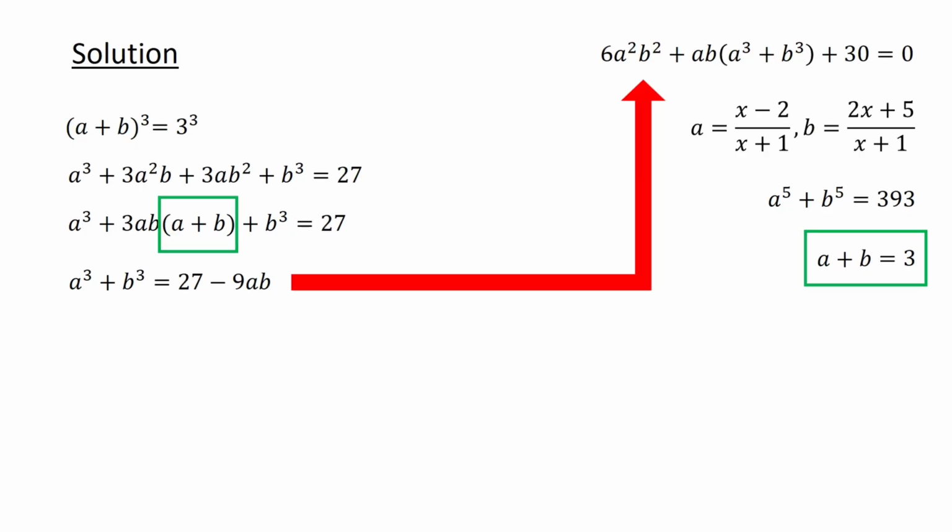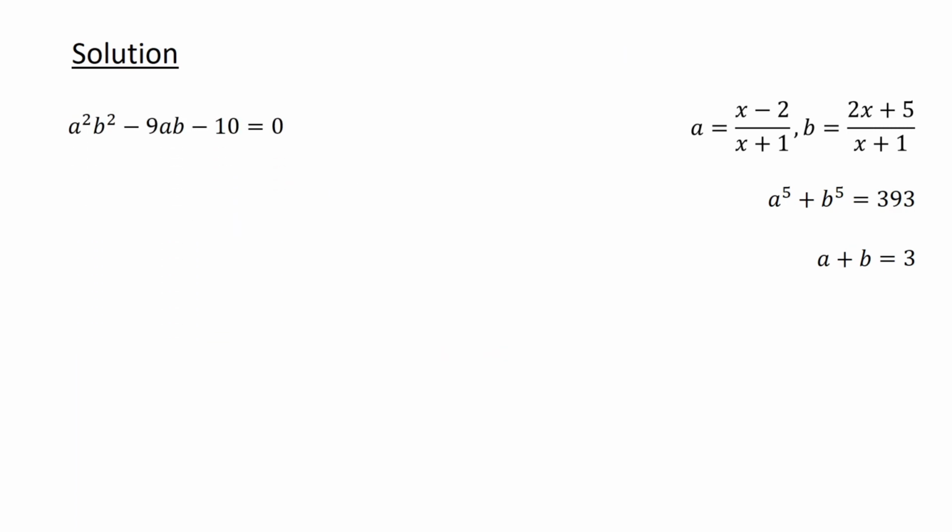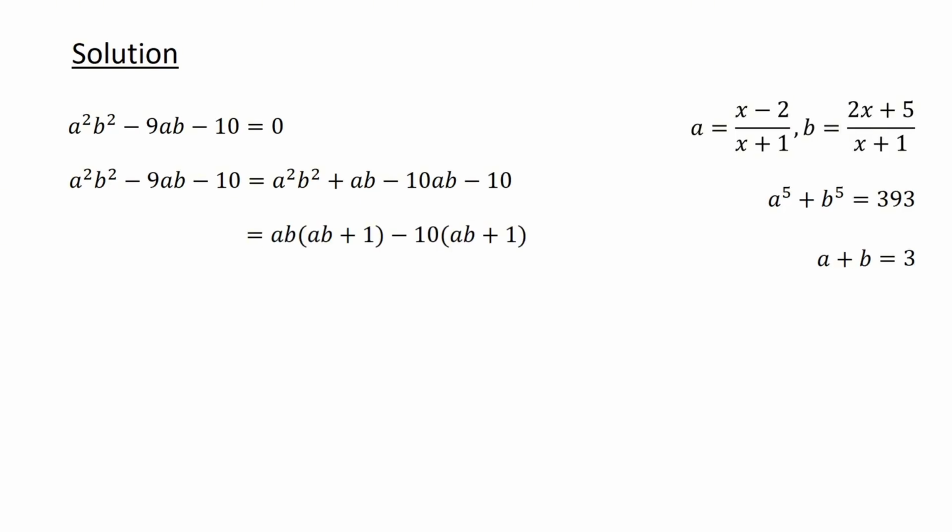Substituting our expression for a cubed plus b cubed into the previous equation, and then combining like terms, and lastly dividing by minus 3, gives us a squared b squared minus 9ab minus 10 equals 0. Let's solve this equation by factorization. Writing minus 9ab as ab minus 10ab, we obtain ab times (ab + 1) minus 10 times (ab + 1). Since ab plus 1 is common to these two terms, the polynomial factorizes as (ab - 10) times (ab + 1). Therefore, we have ab equals 10 or ab equals minus 1.